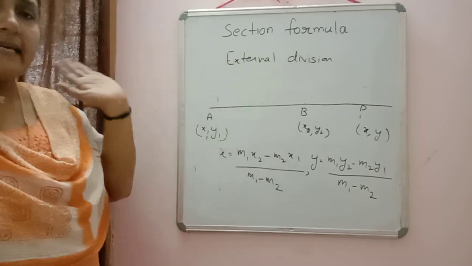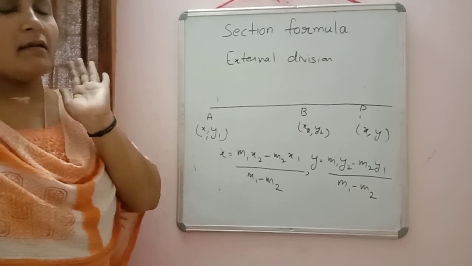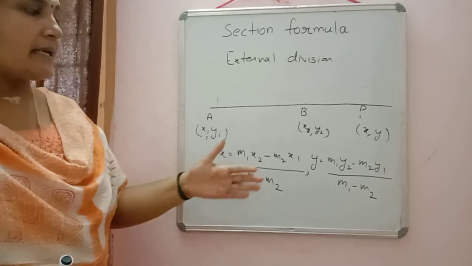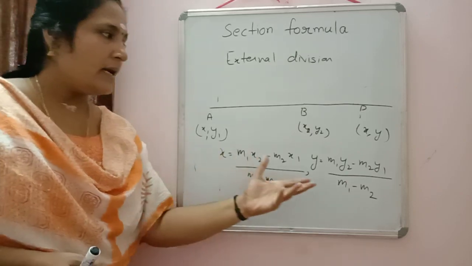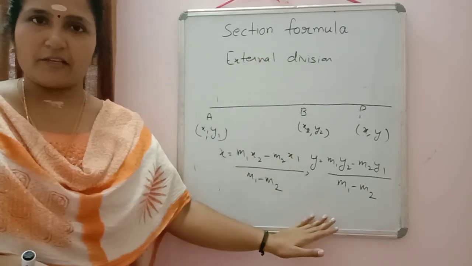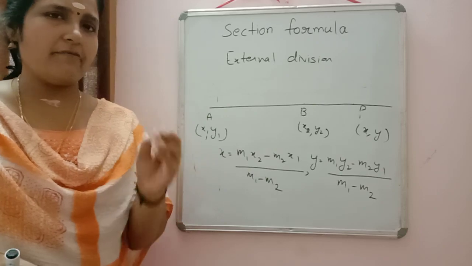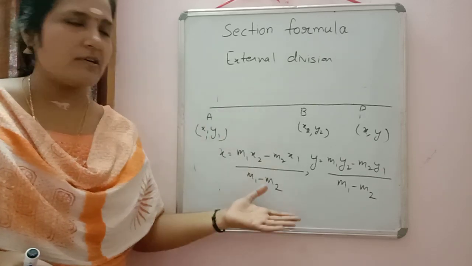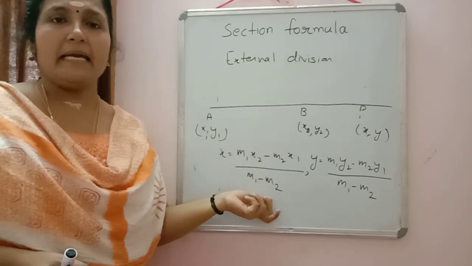Normally, in case of internal division, the ratio will always come positive. But in case of external division, the ratio will come negative. This concept is not there in your textbook. But when a question was asked in the board examination, the ratio was coming negative.